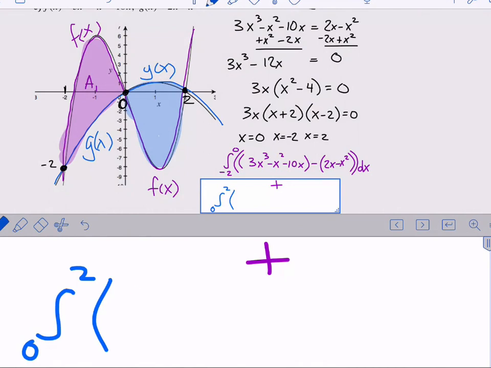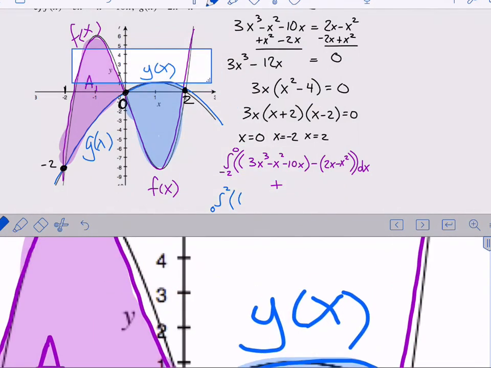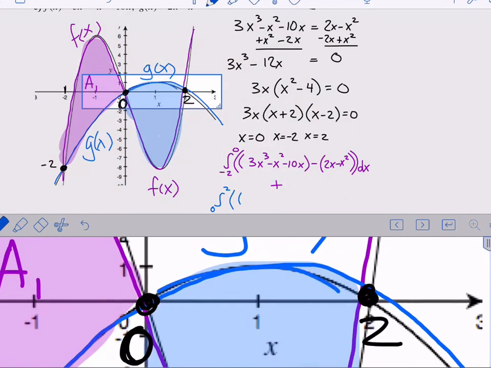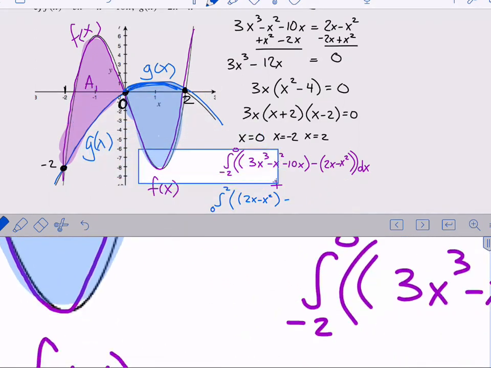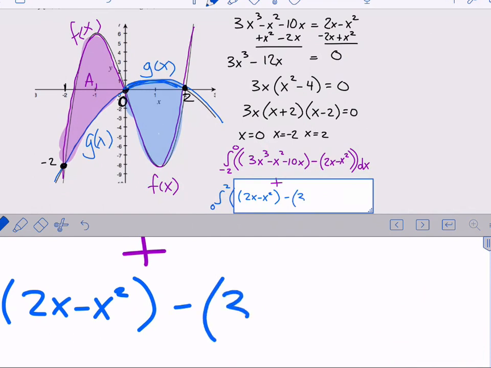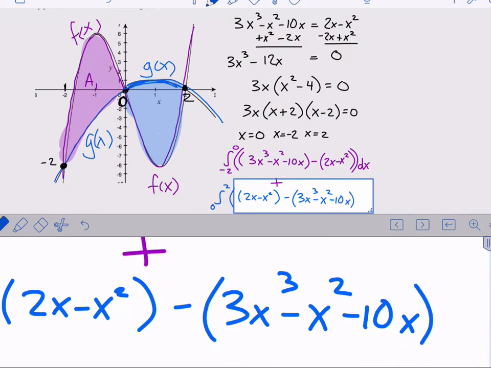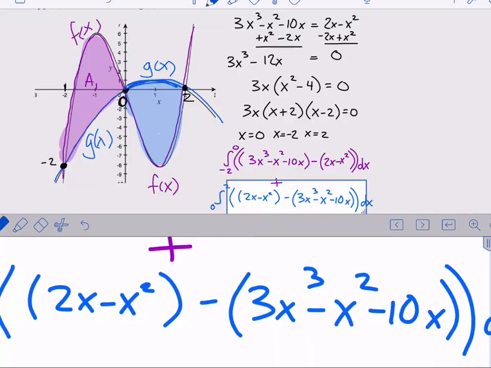Okay, and then the upper function now switches. So the upper function here is the g of x function, and that one is the 2x minus x squared. And then minus the bottom function, well in this case it's f of x, which is 3x cubed minus x squared minus 10x. And that's also with respect to x.